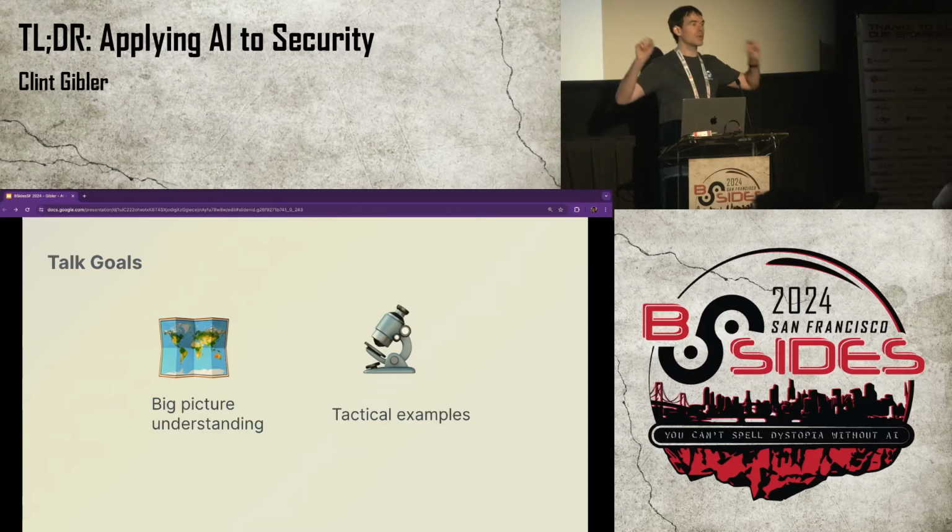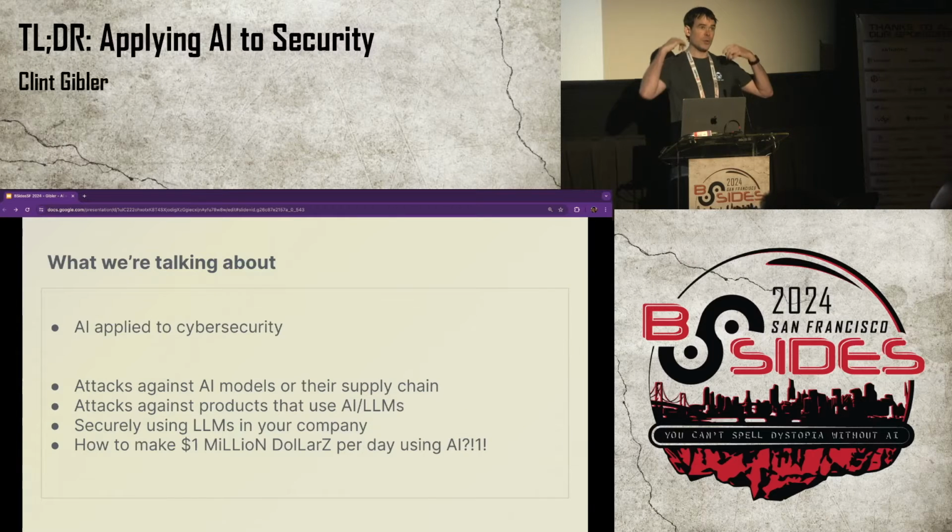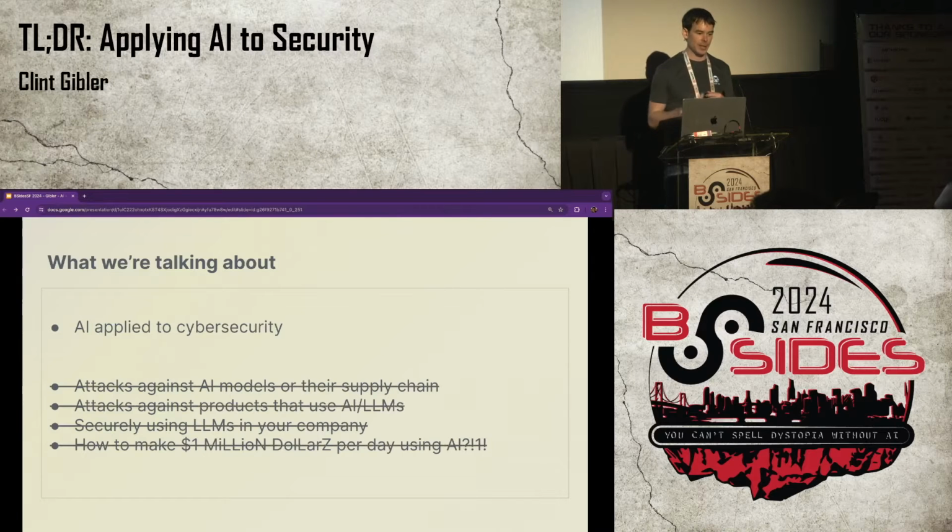I have two main goals. One is to give you a big picture understanding of the space, and then also a bunch of tactical examples in terms of tools, blog posts, talks, and papers, so that ideally you can say, oh, I can directly apply this at work, or maybe this other adjacent idea is thematically similar to something I could do at my company. There's so much I would like to talk about, but due to time constraints, I can only really talk about one: applying AI to cybersecurity problems, not attacking or securing AI itself. Fortunately, there are many other good talks today and in other tracks that will discuss that.